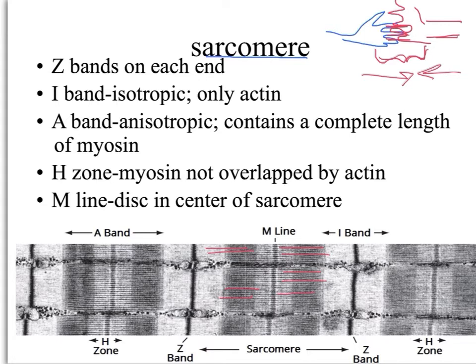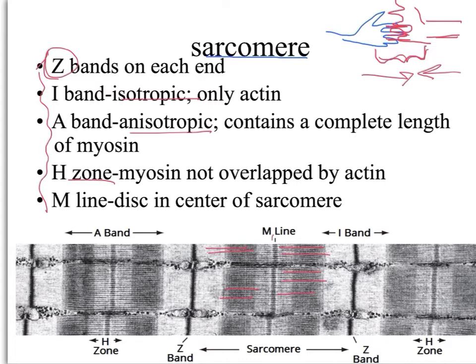Now, I typically never have any test questions about the bands and the zones and that kind of thing because I really don't think it's that important. The only thing I might ask you is the Z bands being on each end of the sarcomere. But again, they talk about isotropic, anisotropic, I bands and A bands, the H zones. But again, if you picture the area of overlap of your fingers when they're put together or not put together, that's what creates the appearance of these zones.